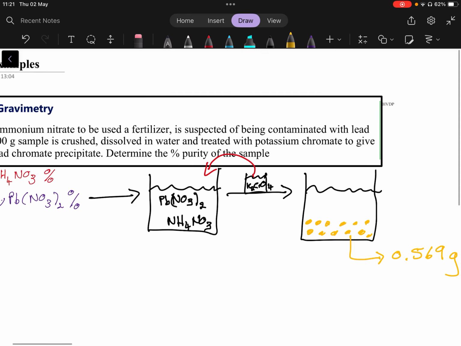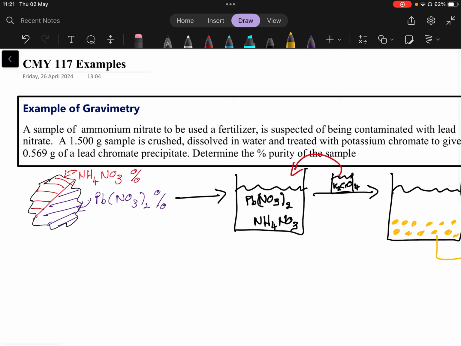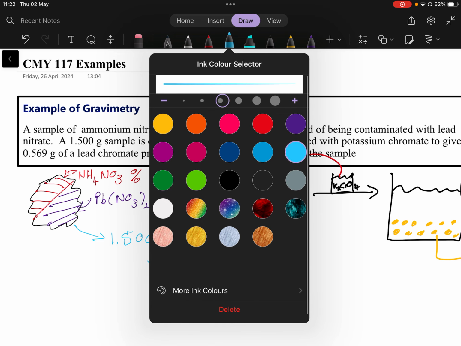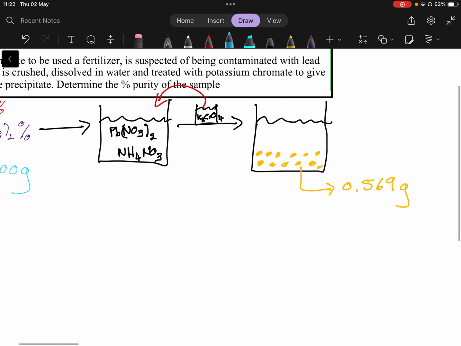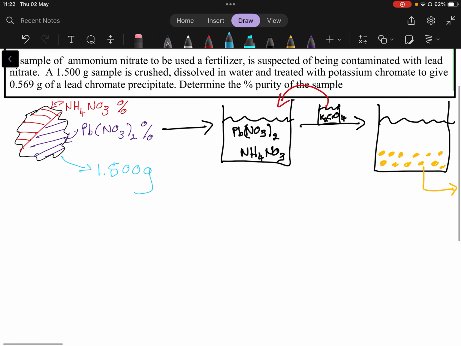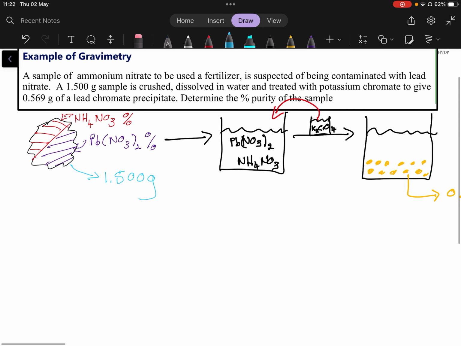and we're told that this solid has a mass of 0.569 gram. The other bit of information that we were given is that the total weight of this sample is 1.500 gram. Okay, so that's our image. That's what we need to have in our mind.